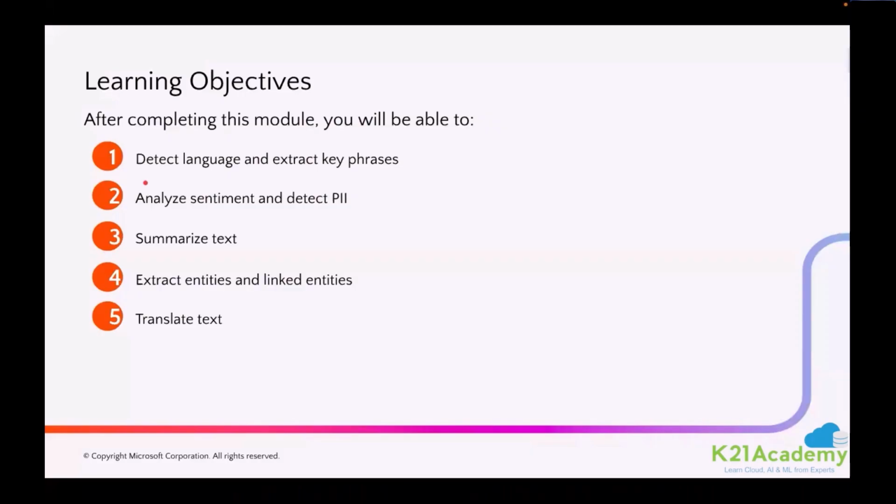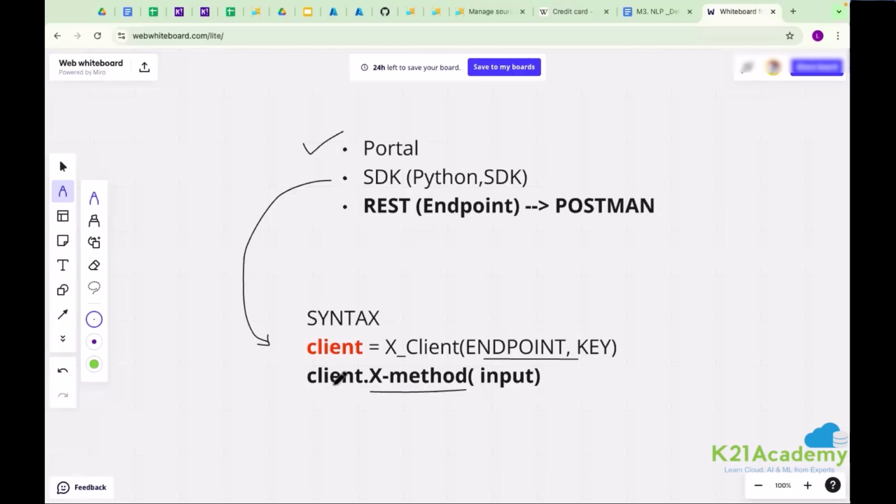Hey, I can perform detect language. I can talk about extract key phrase. I can get sentiment, get summarization, get entity. You will call on the client, which means client dot get language, client dot extract key phrase, client dot get sentiment, client dot get summary.